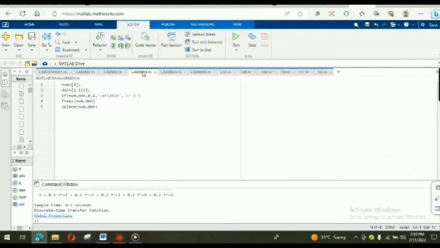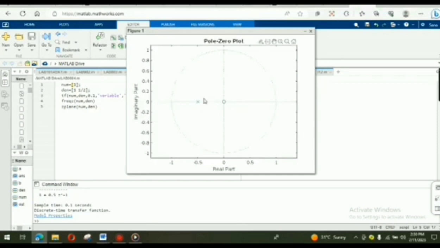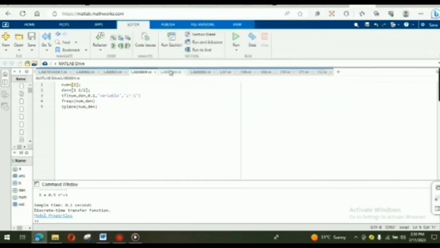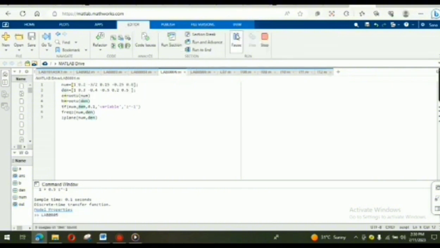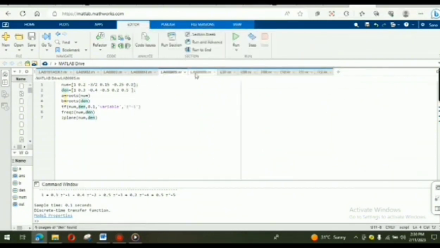Let's have a look at task 4 and run this function. Okay, so here we can see the pole is again inside of the unit circle. We can say this system is also stable. Moving on towards our task number 5, and let's run this function. All the poles are inside of the unit circle, so the system is stable.